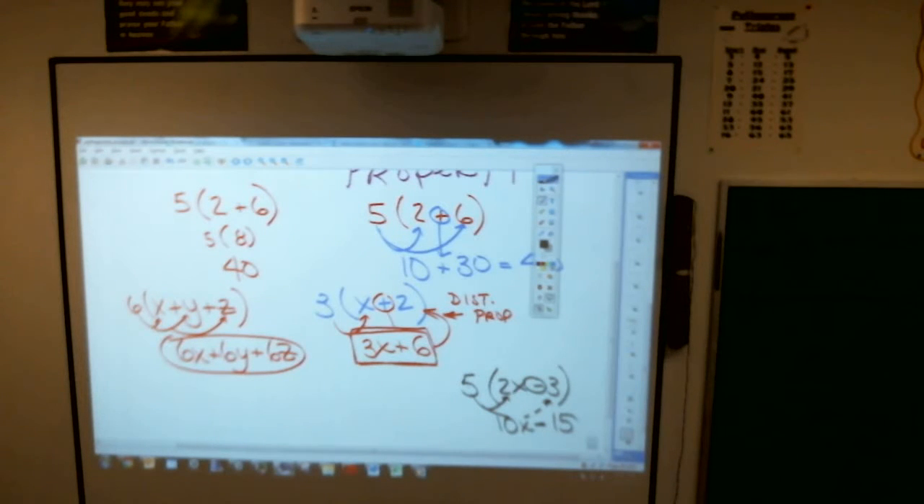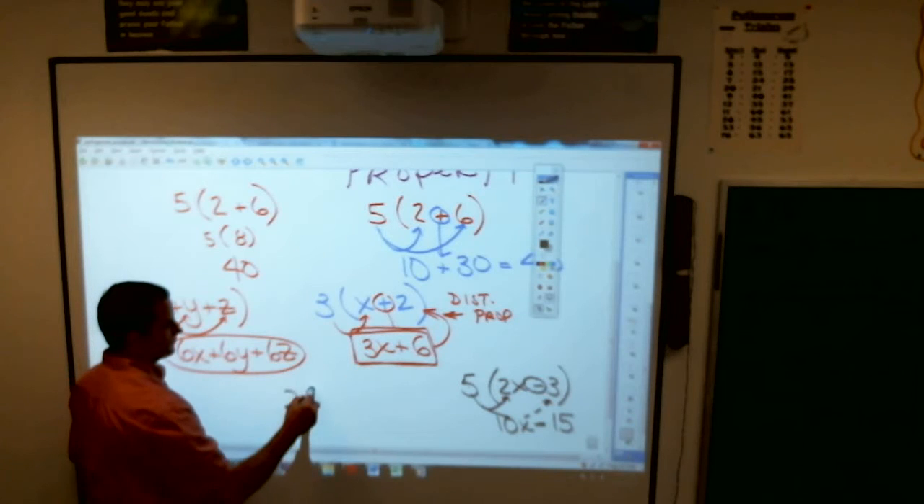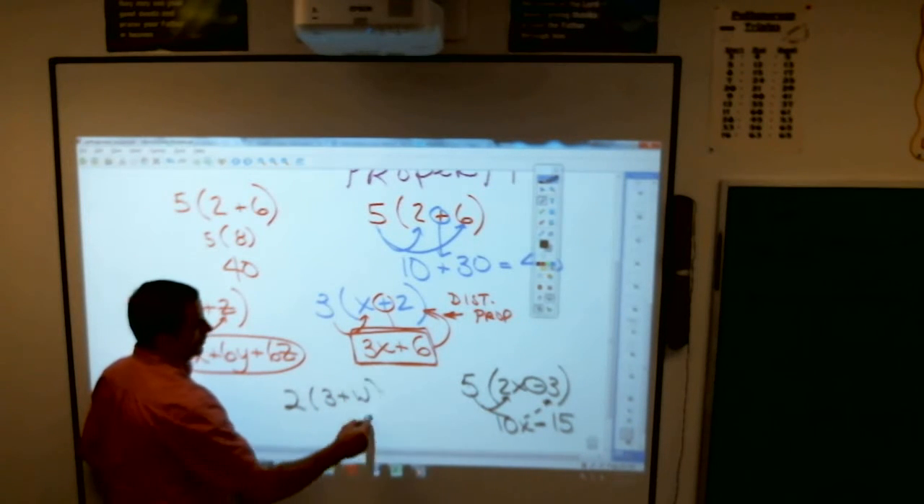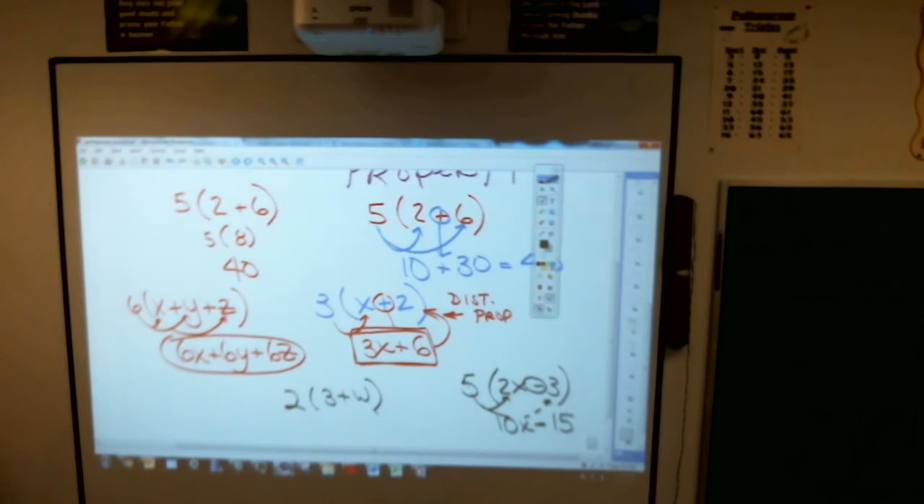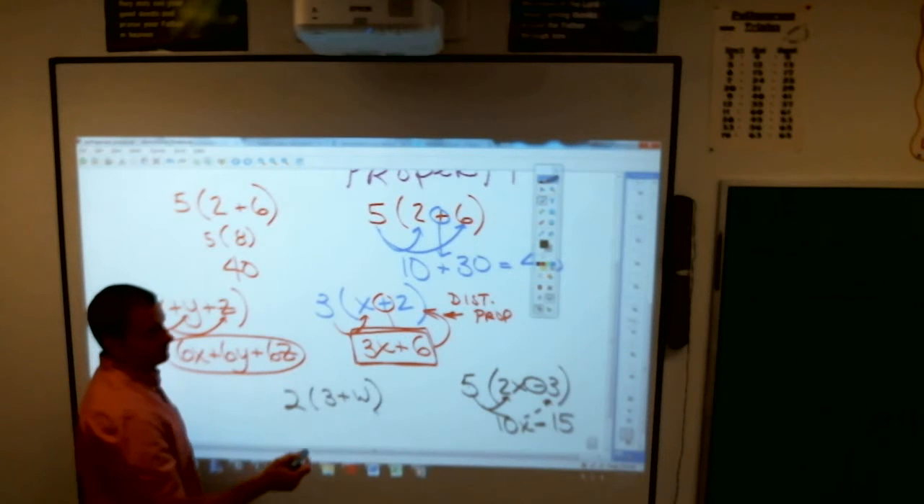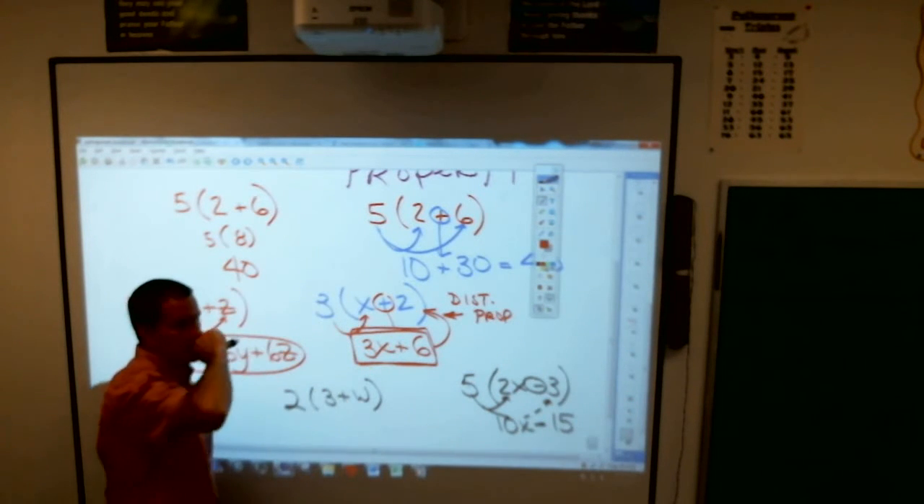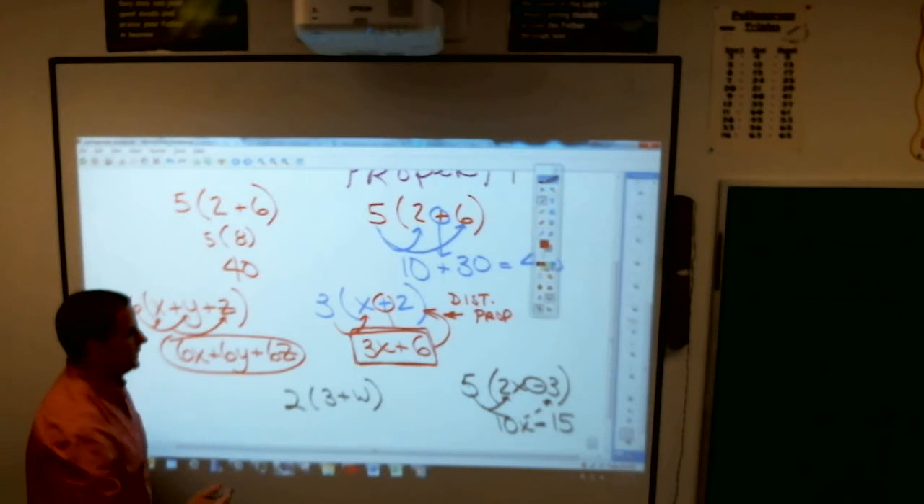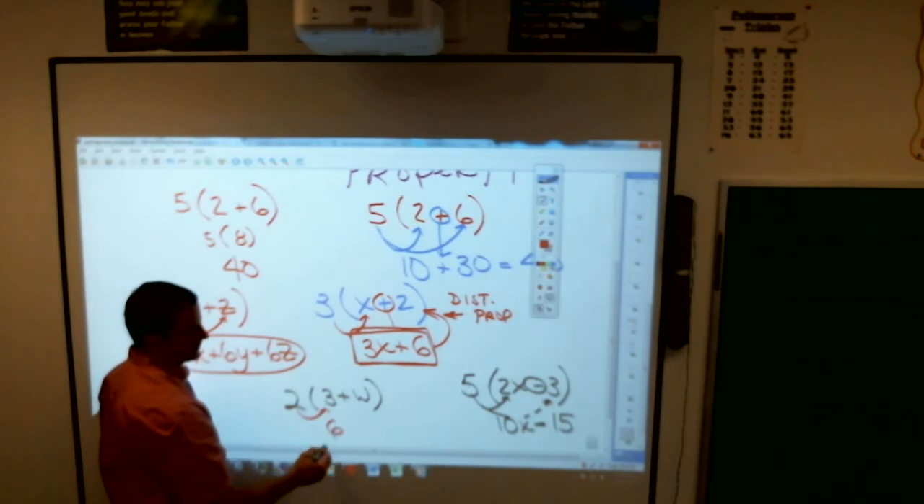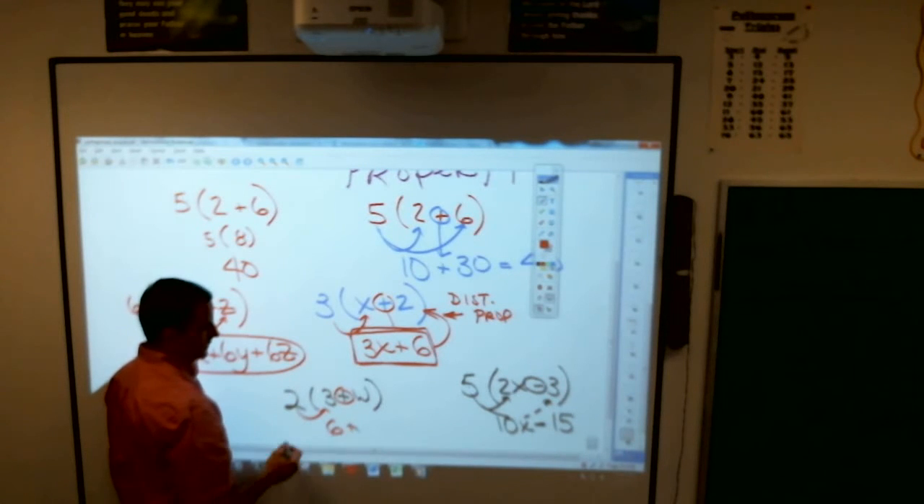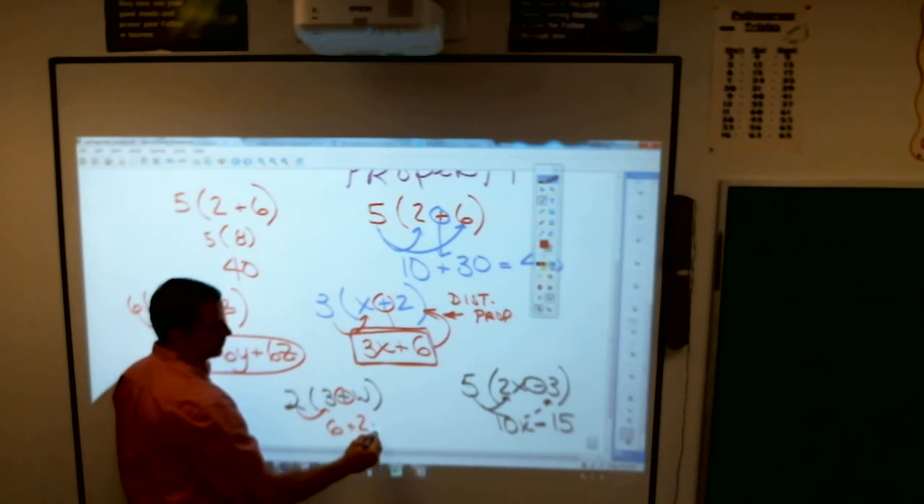Another example. Oh boy, man, this is a tough one. How about 2 times 3 plus w? What do you get if you do the distributive property? 2 times 3 plus w. What do you think, Amelia? Plus 2w. Thank you very much. 2 times 3 is 6. Take the addition sign, because it's adding, and then 2 times w is just 2w.